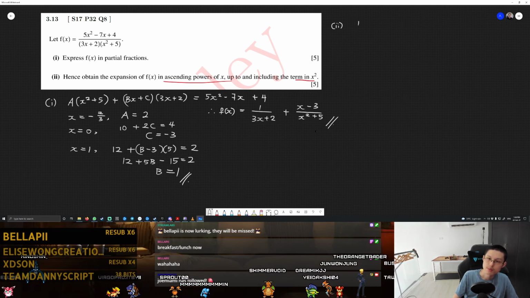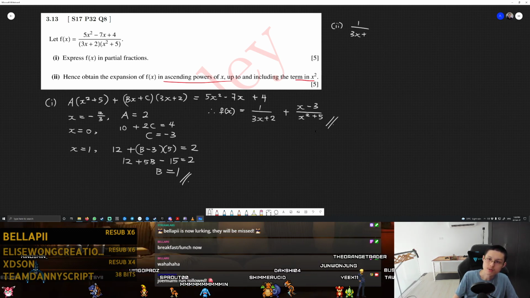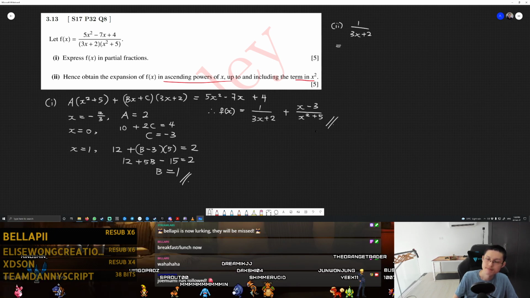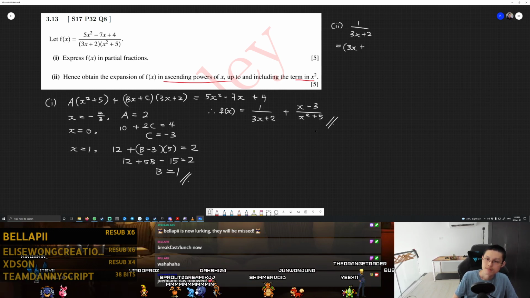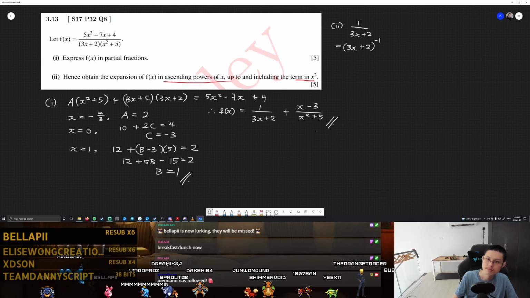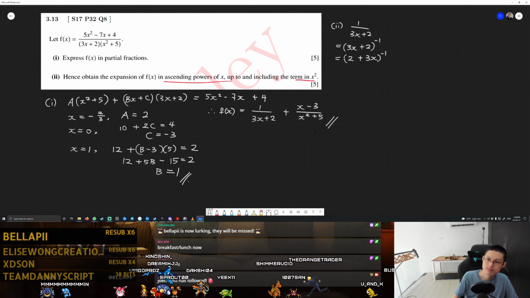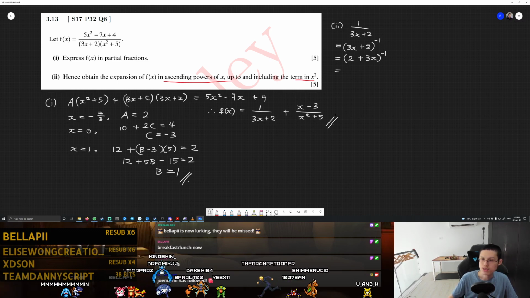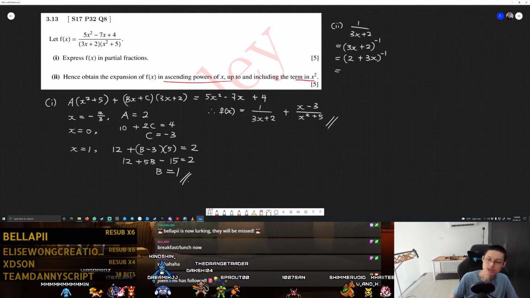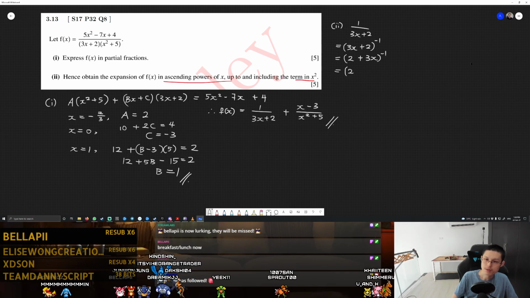So let's try to expand 1 over 3x plus 2 first. You can see that the first term is not a 1. Let's try to factorize something so it becomes a 1.